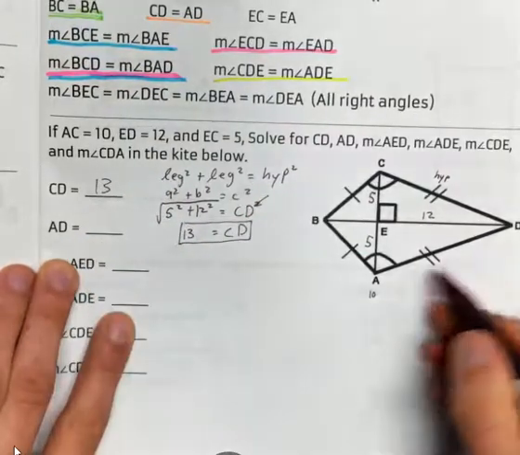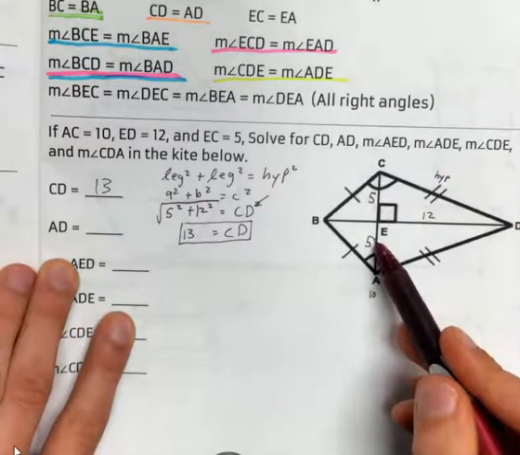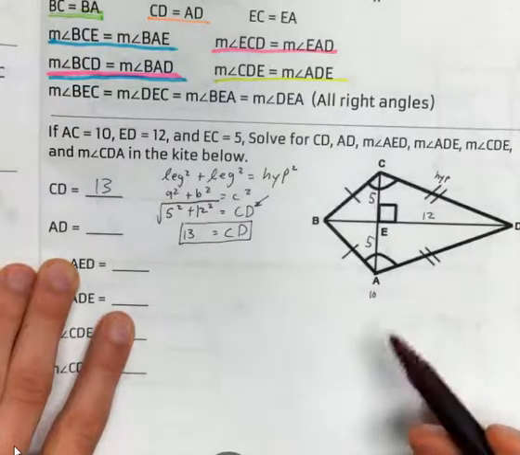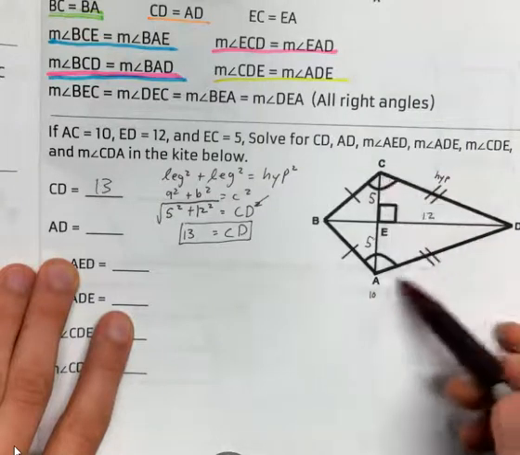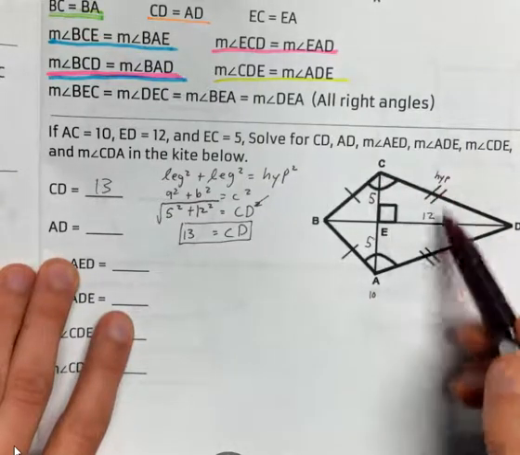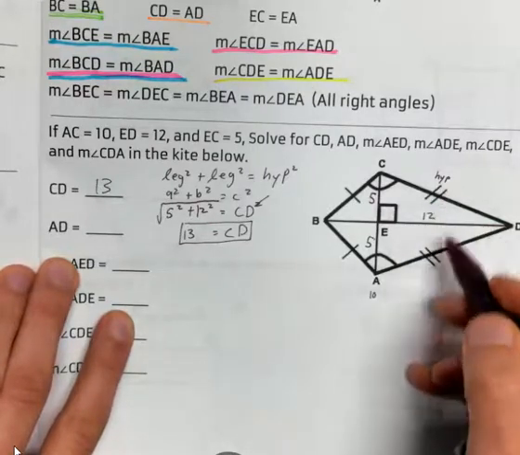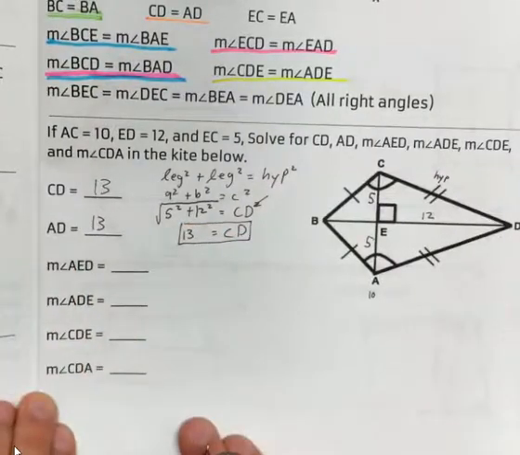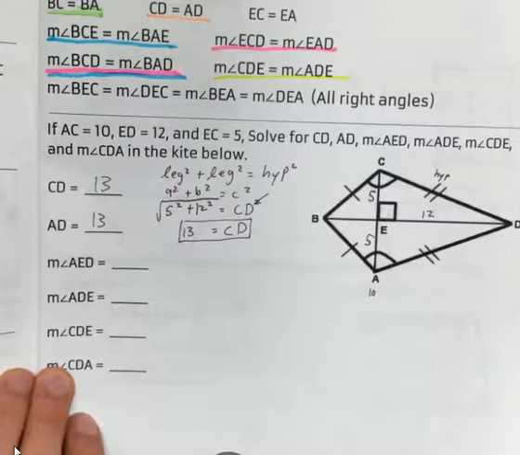Next, AD. Well, either I can do the same thing again, 5 squared plus 12 squared equals this, because that's also a hypotenuse, or I can see, oh, a kite, therefore this side has to be equal to that side. They even put the tick marks there to remind me. So double tick mark, these two sides are equal. So this should also be 13. Okay? So I'm done with my sides. All right, so moving on.